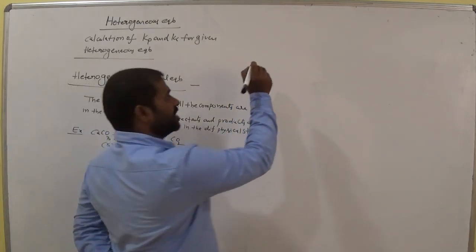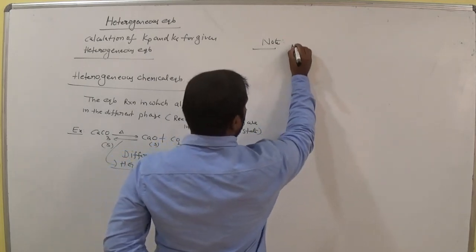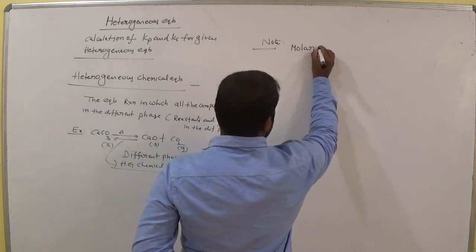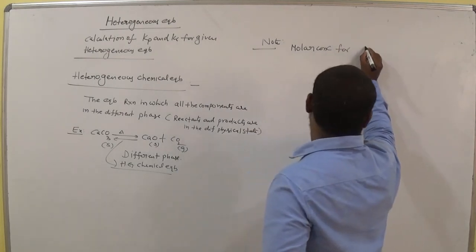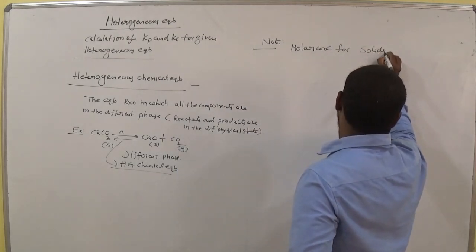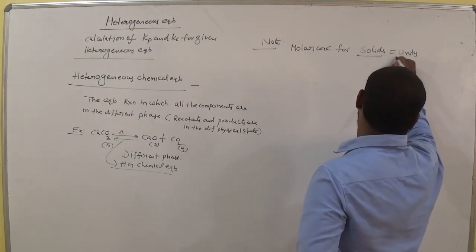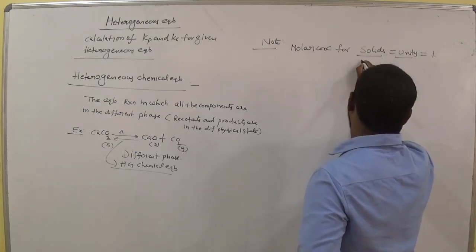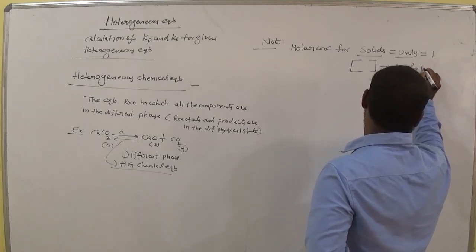So very important note here. Molar concentration of solids is unity. Remember this, very important. That means 1. Molar concentration of a solid becomes 1.